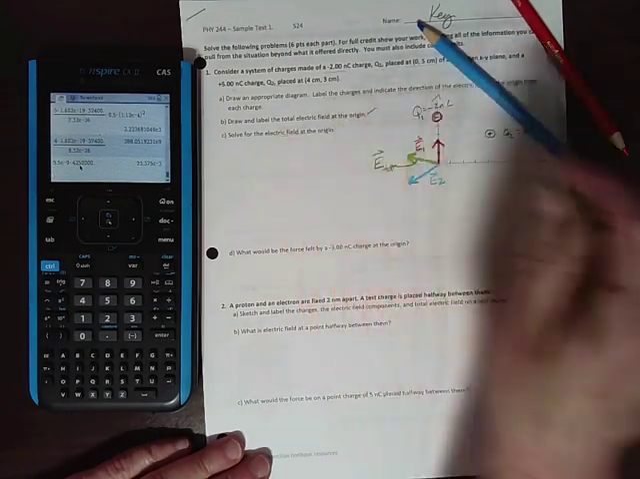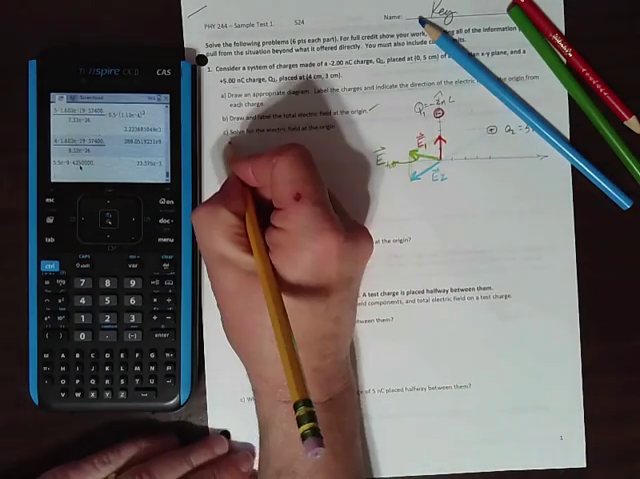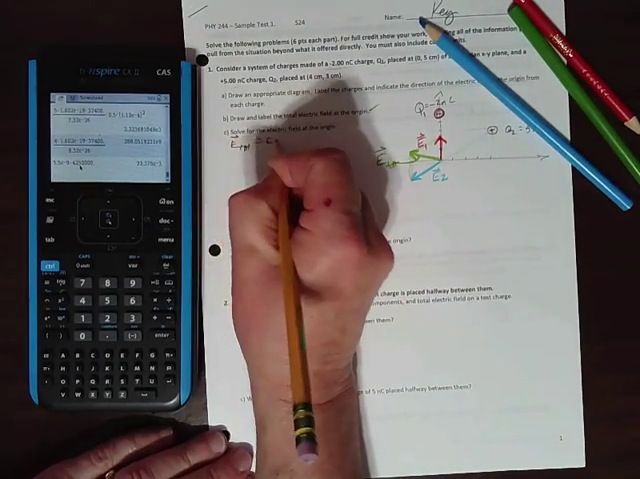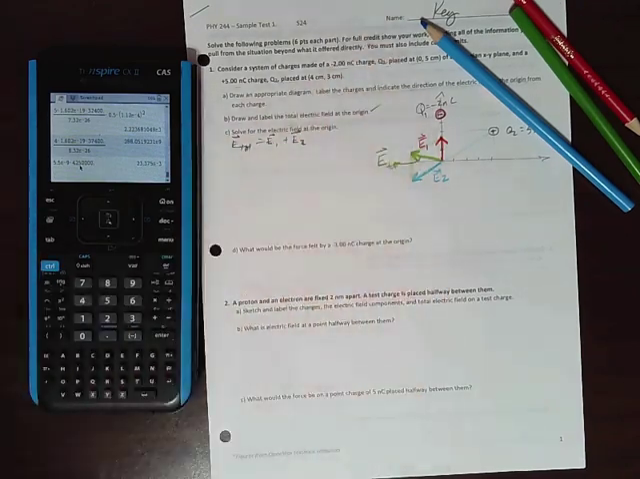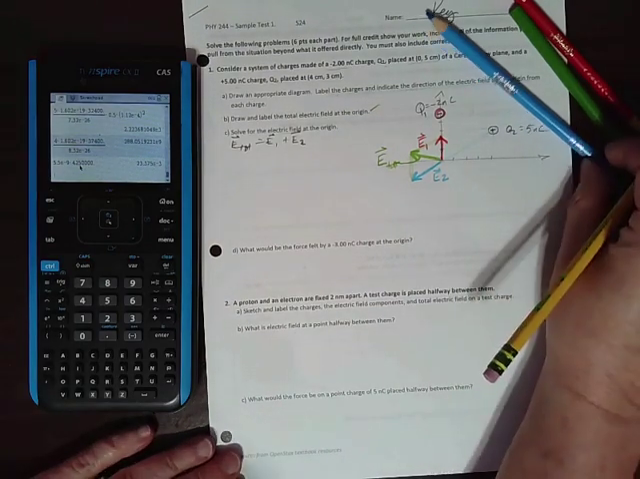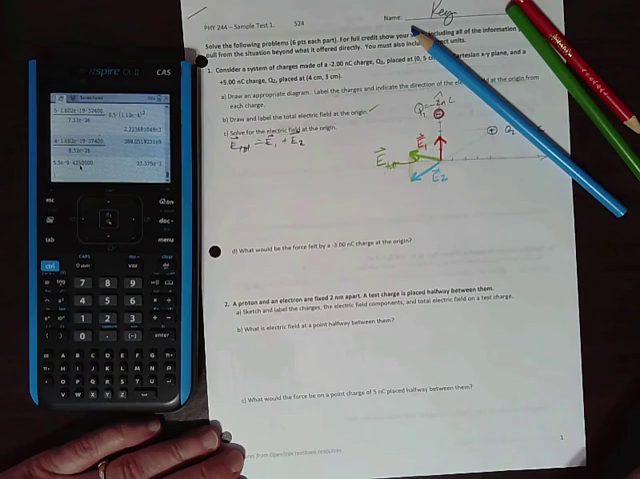Solve for the electric field at the origin. All right, so the total field is going to be E1 plus E2. Using superposition, calculate what the field is from 1 first, and then get the field from 2. Make sure we have them in vector form, and then add them together, and we've got the total.